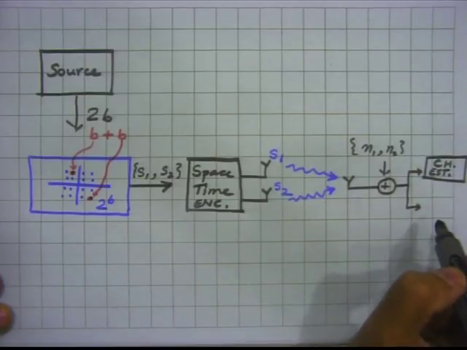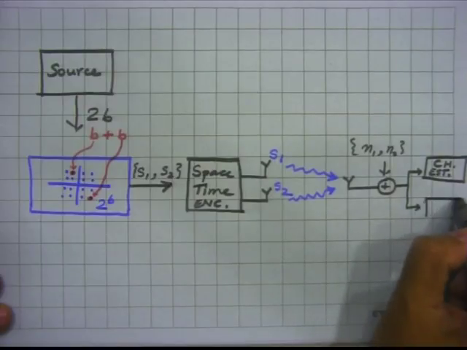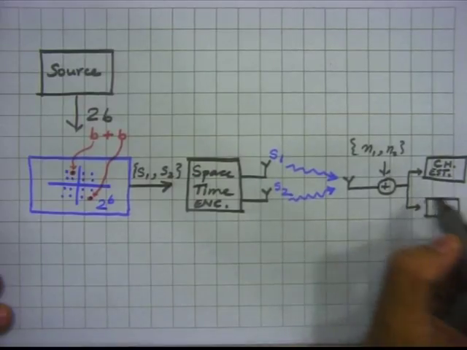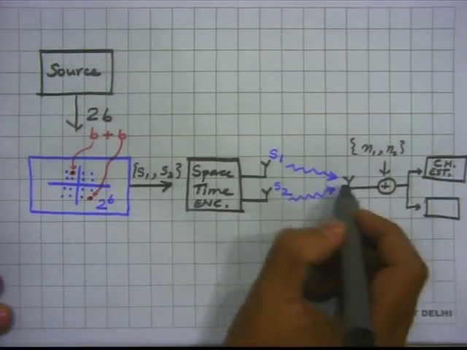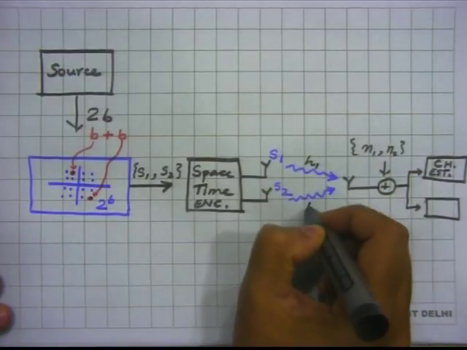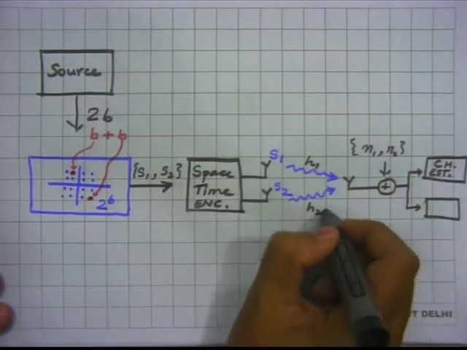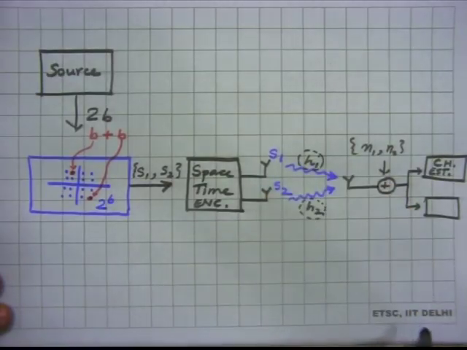And of course, I would also have, based on the channel estimation, a combiner. So, I will get the estimates of the channels. Now, what are these channels? Well, we can represent it as H1 and H2, these are complex. So, these represent my channel gains.